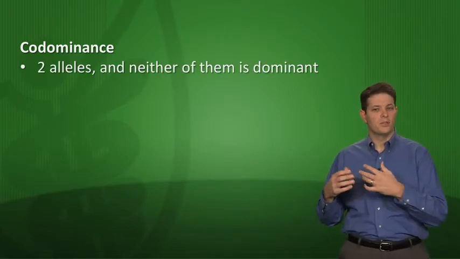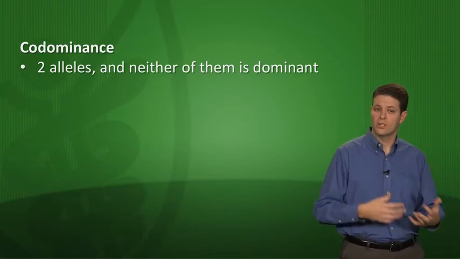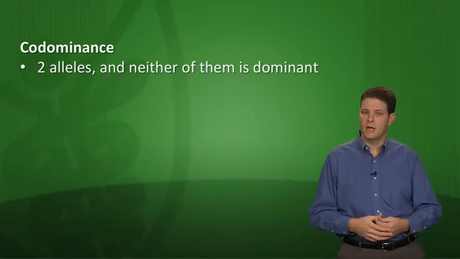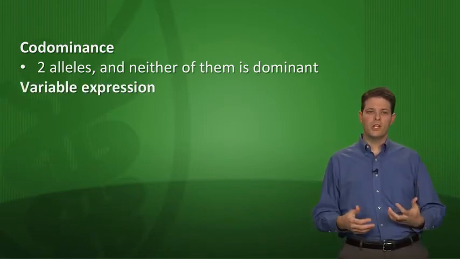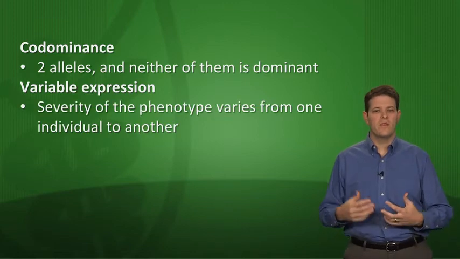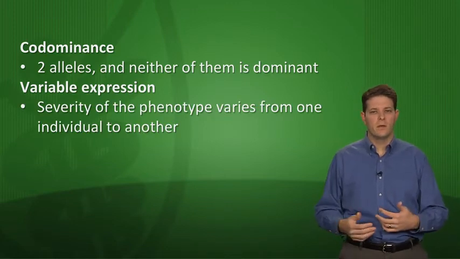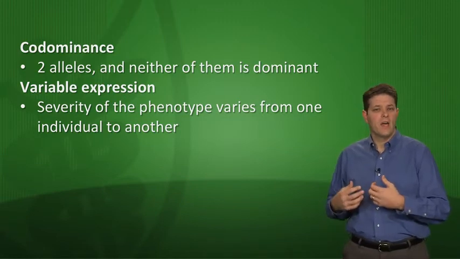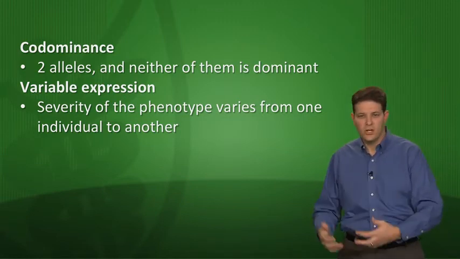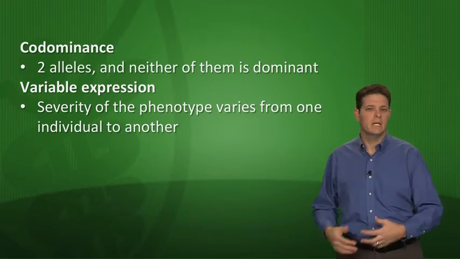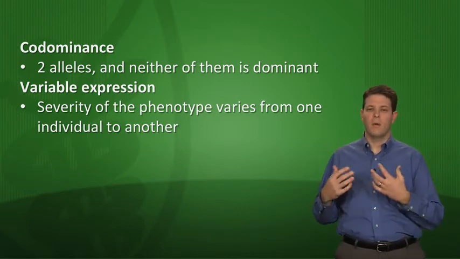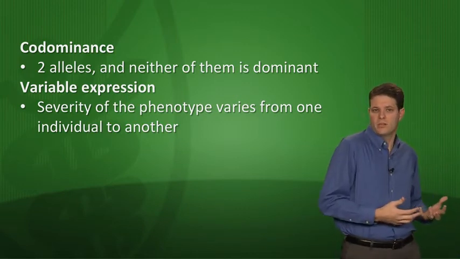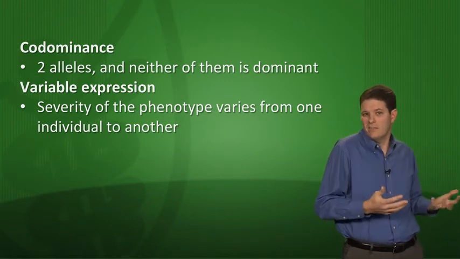It's not autosomal dominant or autosomal recessive. It's codominant, kind of like the ABO blood types. Variable expression means that the severity of the phenotype varies from one individual to another. An example of this would be tuberous sclerosis. Some patients with tuberous sclerosis have ash leaf spots and seizures and intellectual disability and astrocytomas and rhabdomyomas. Other patients with tuberous sclerosis might just have a few ash leaf spots and that's it.